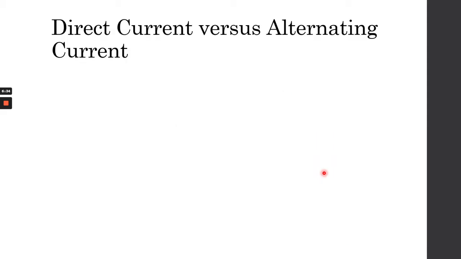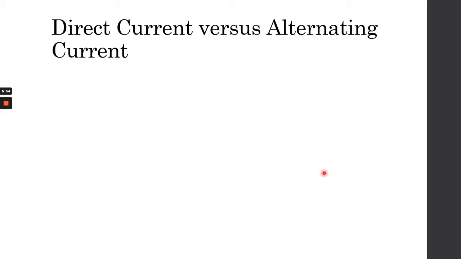Next, let's discuss direct current versus alternating current. You guys may have seen or heard of AC/DC. AC is alternating current, DC is direct current. AC/DC is also a band, but that's a different story altogether.